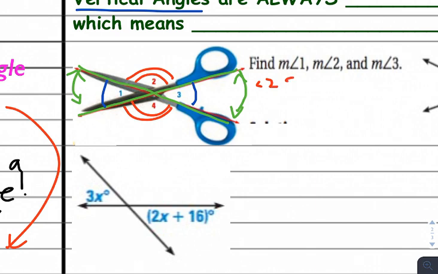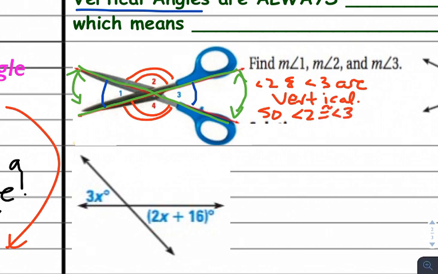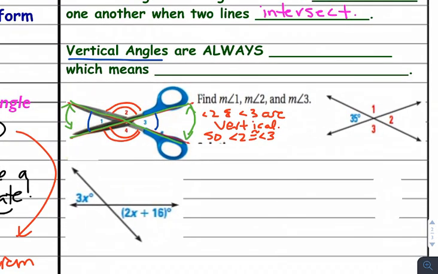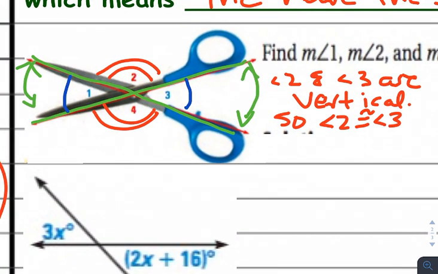So angle 2 has to be congruent to angle 3, because that's going to be their relationship. Vertical angles are always congruent, which means they have the same measurement. Okay? So if I said angle 2 is, I don't know, 120 degrees, then we have to say angle 4 is also 120 degrees. So if I say angle 3 is like 60 degrees, that means angle 1 is also 60 degrees.